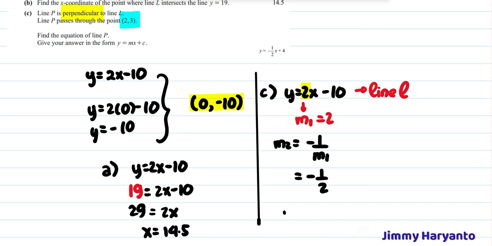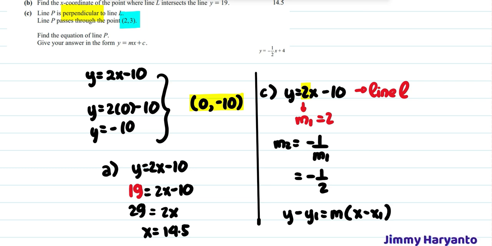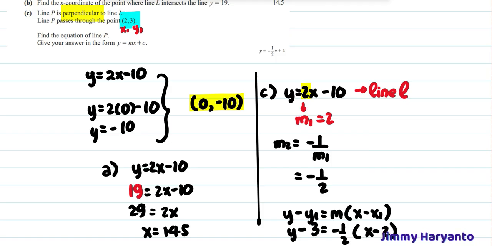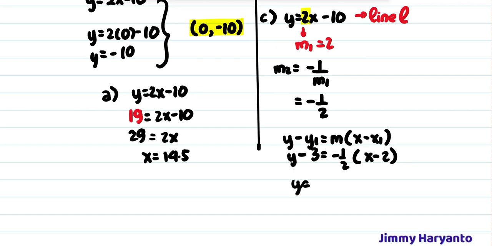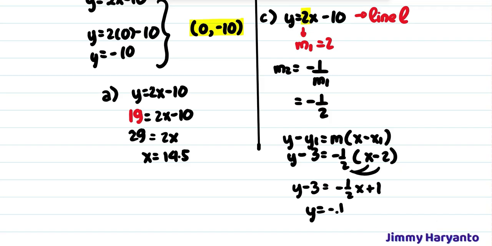That's very important. So y minus y1 equals m times x minus x1. This is the x1, this is the y1. You only have to input. y minus 3 equals negative half times brackets x minus 2. Then you have to answer it in the form of y equals mx plus c. Negative half x, you multiply this, plus 1, and then y equals negative half x plus 1 plus 3, equals plus 4. That's it.